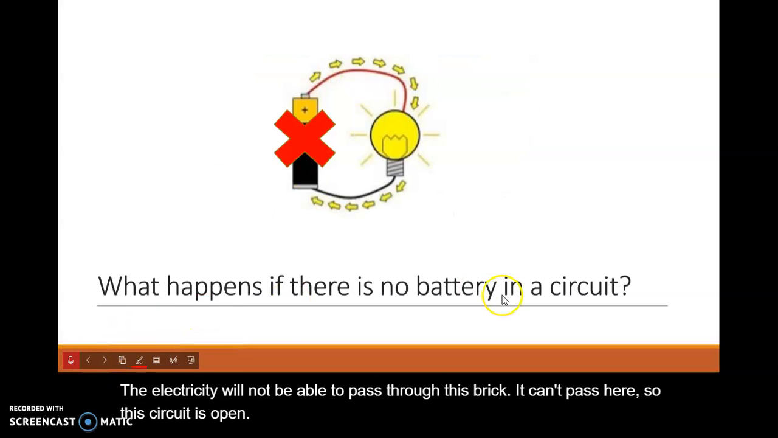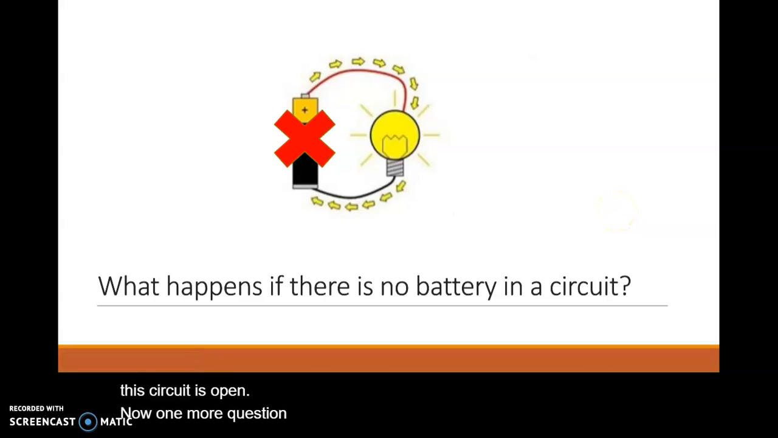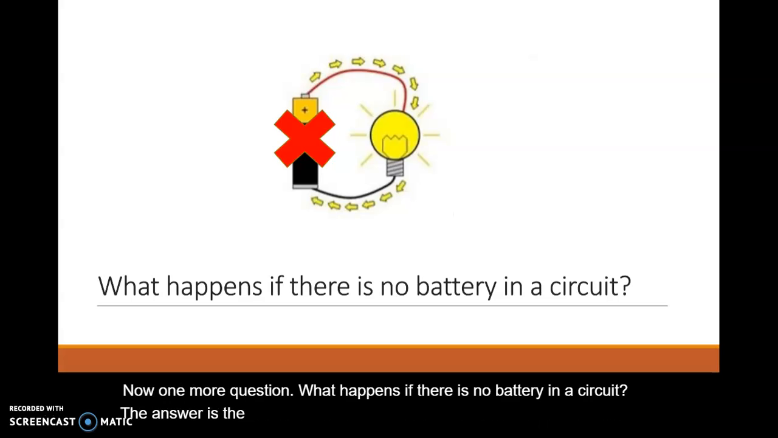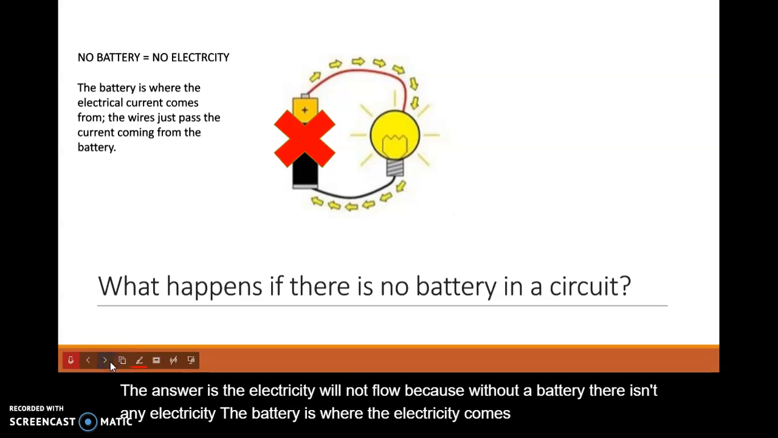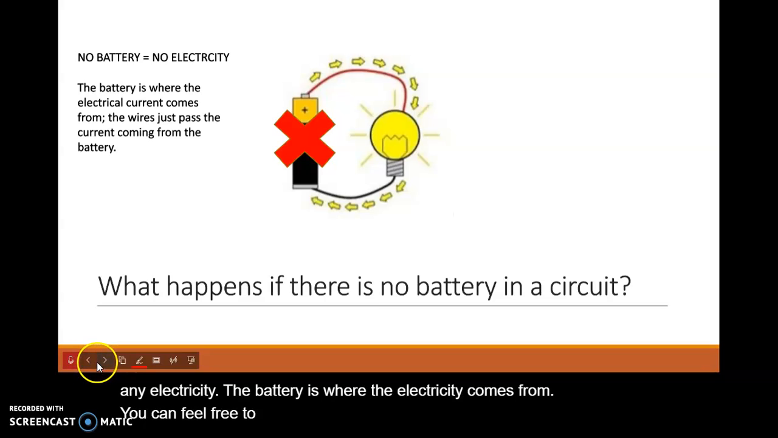Now, one more question. What happens if there is no battery in a circuit? The answer is the electricity will not flow because without a battery, there isn't any electricity. The battery is where the electricity comes from. You can feel free to pause and write this down, students.